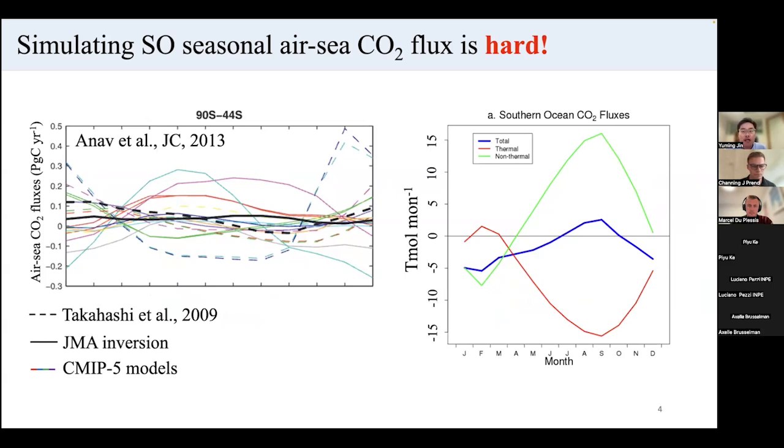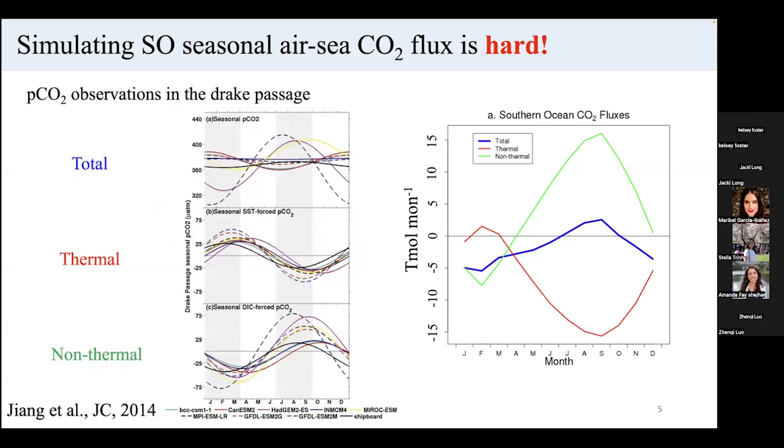Because net flux is largely canceled out by these two competing effects, a small perturbation in either component will change the net flux a lot. For example, a 10% change in the non-thermal component could result in a 50% change in the net flux. And also the non-thermal part is more uncertain and hard to quantify.